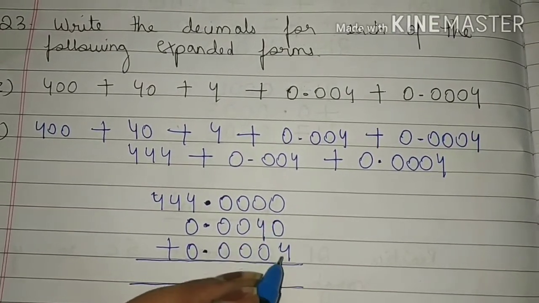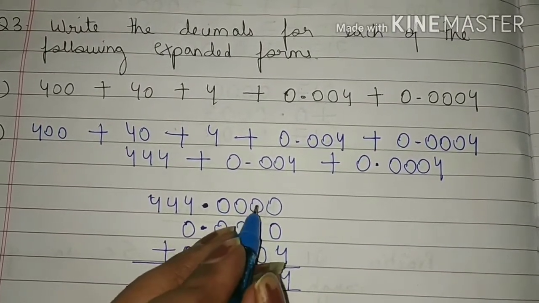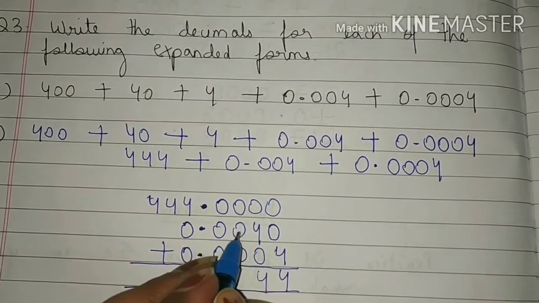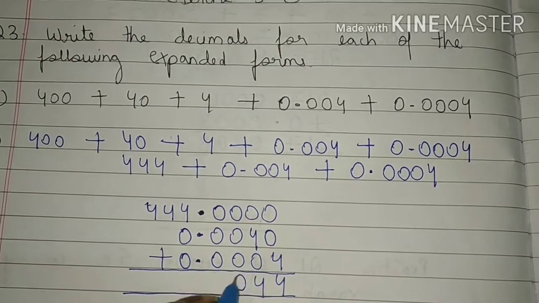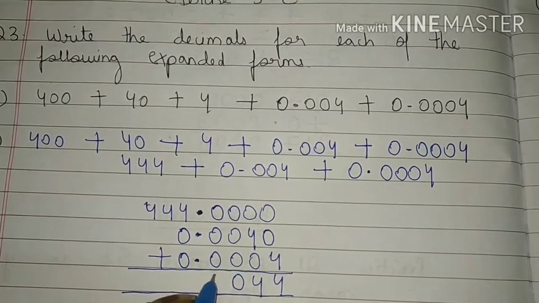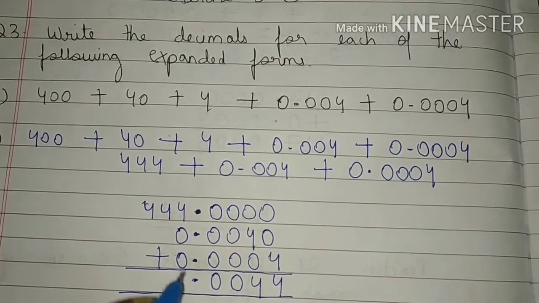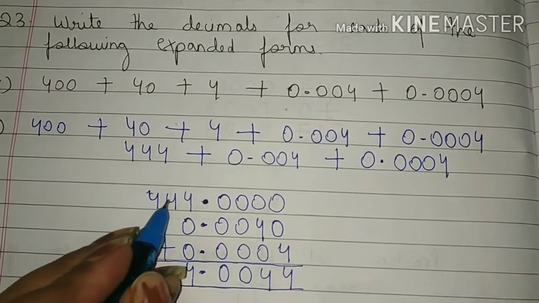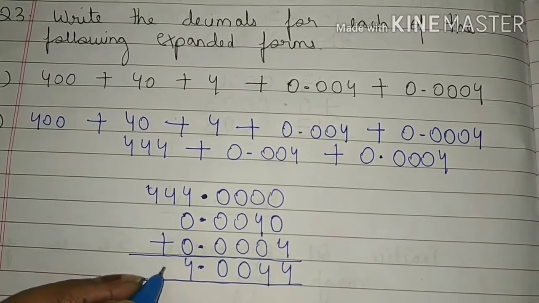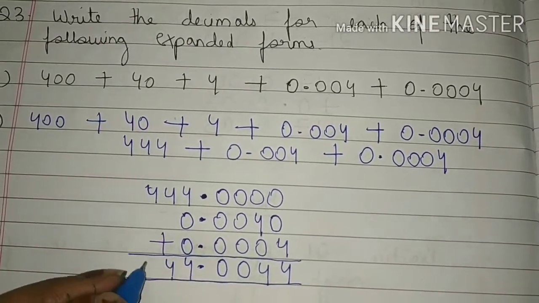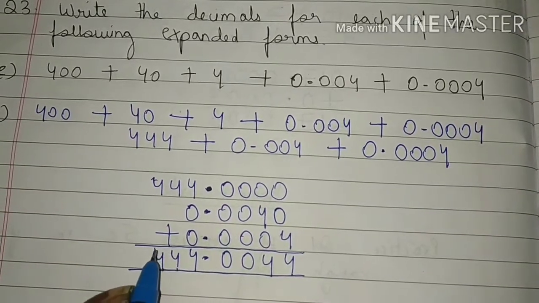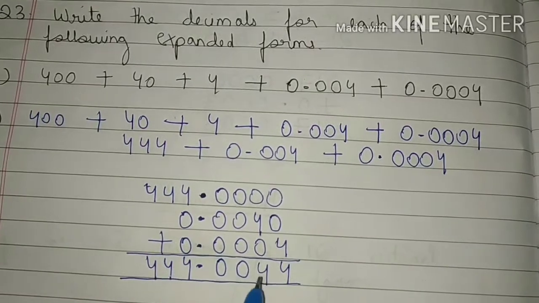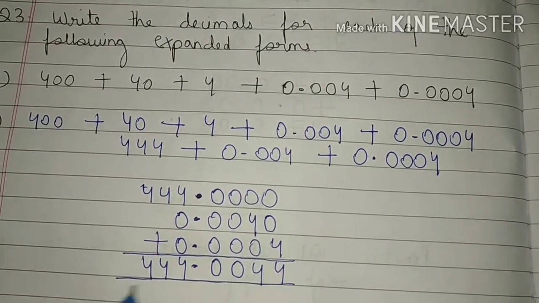Zero plus 0 plus 4 is equal to 4. 0 plus 4 plus 0 is equal to 4. 0 plus 0 plus 0 is equal to 0. Again here also it is 0. Decimal point. 4 plus 0 plus 0 is equal to 4. Here also 4. So students, 444.0044. This is your answer.